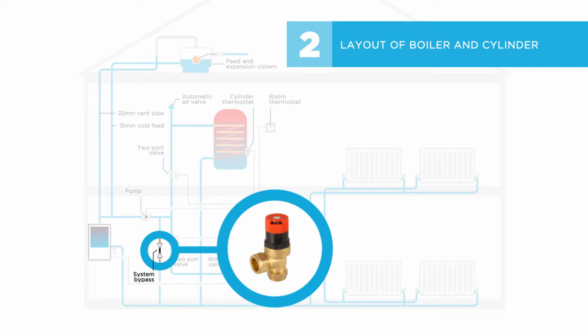Pump pressure increases as the radiators turn off and the system produces higher resistance to the pumped water. An auto bypass valve detects this increased pump pressure and shunts the water directly to the return side of the boiler.